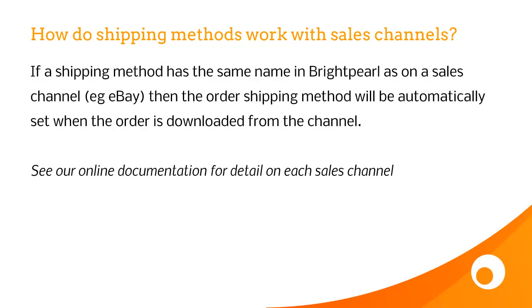If you're using Brightpearl with an integrated sales channel, such as eBay, Amazon, or your website, remember this point too. If a shipping method has the same name in Brightpearl as on the sales channel, then the order shipping method is automatically set when it's downloaded from the channel. So make sure you set up your names in Brightpearl to be the same as those on the sales channel. Each sales channel has subtle differences, so have a look at our website documentation for the full information.